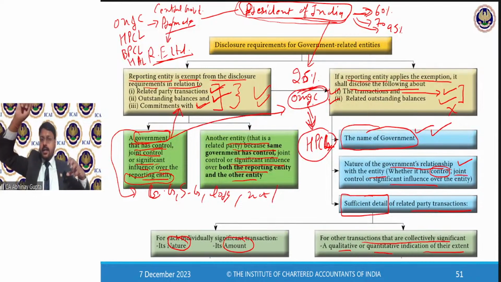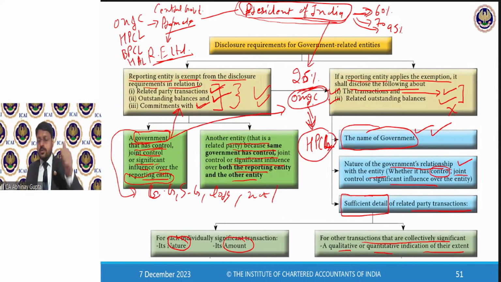This is one leg. Another leg is if this government has any other entity which is also controlled, jointly controlled, or significantly influenced by this government, then any transaction between these two entities as well. This reporting entity and that entity, which is a related party by virtue of having a common parent or common joint controller. So transactions between them are also relaxed. This is the exemption. What is the exemption? Related party transactions, don't do disclosure.